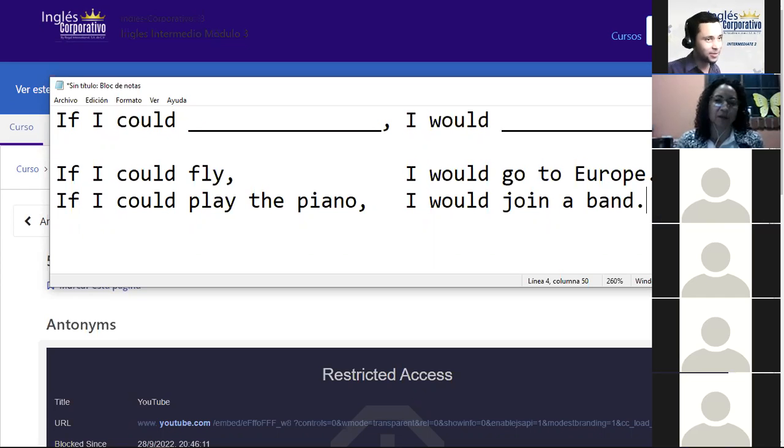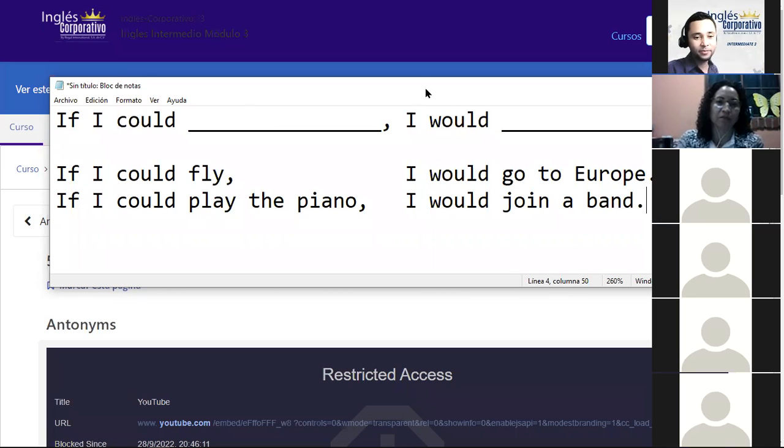Okay, nice, very good. Okay, si no tenemos otra, no sé si alguien más quisiera participar. Una última. No more. Okay. All right.